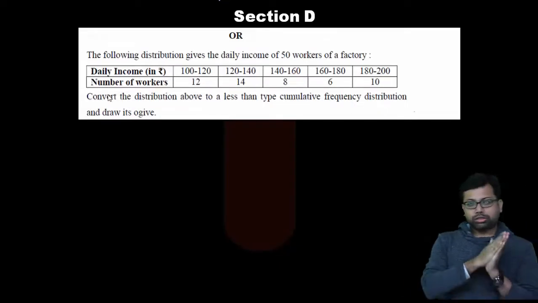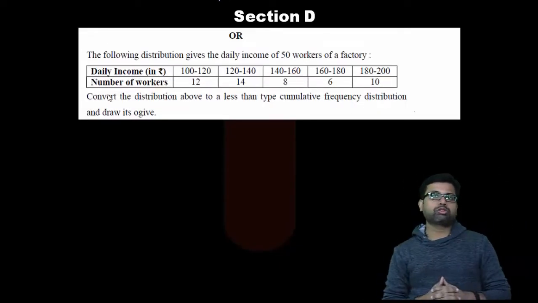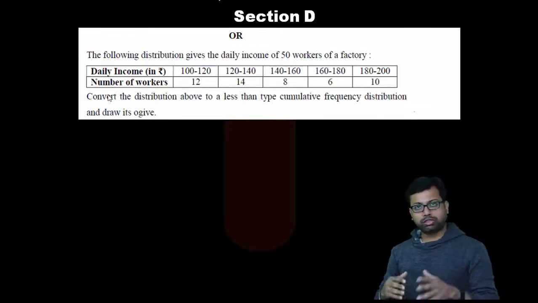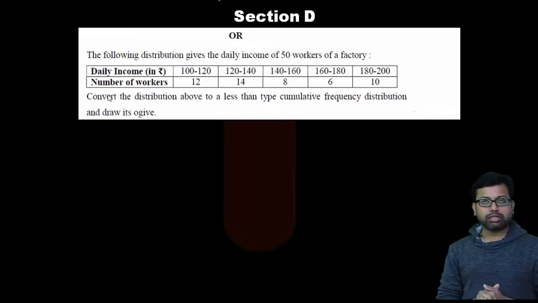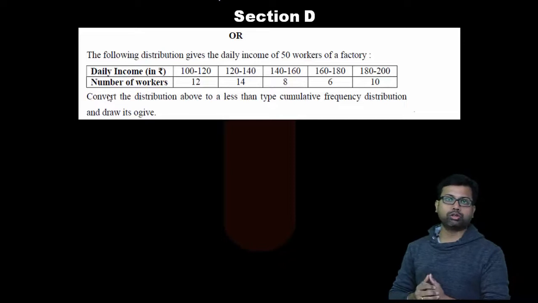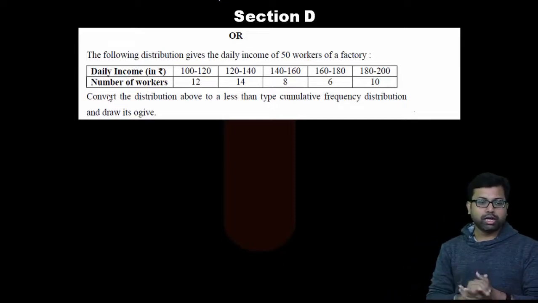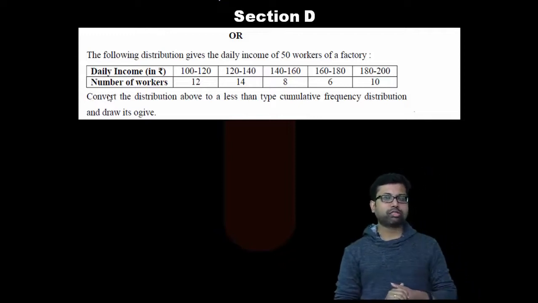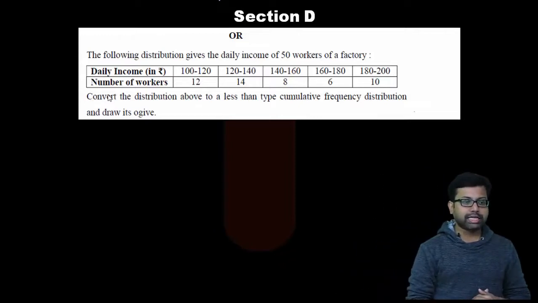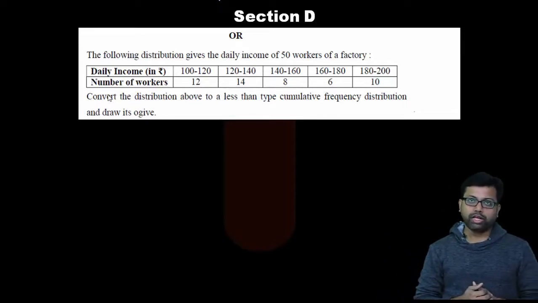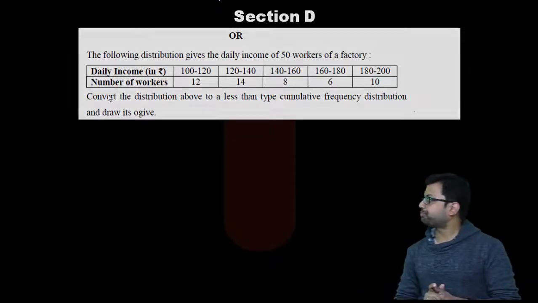The OR part of this particular question also is related to statistics, and it's a very simple question. There is a distribution given in which you have been given the daily income in rupees of a number of workers. There are different class intervals given. The total number of workers is 50, and you have to convert this distribution to a less than cumulative frequency distribution and draw its ogive. Let's see how we do this question.